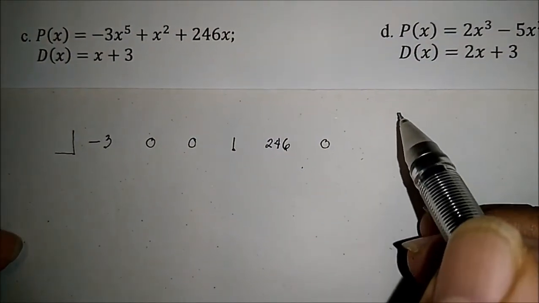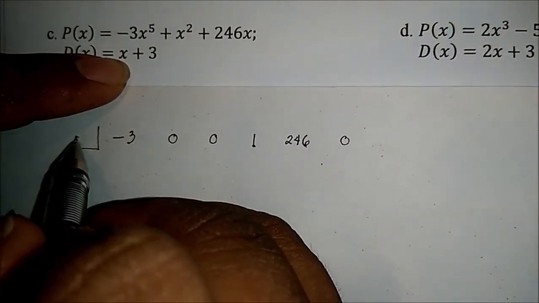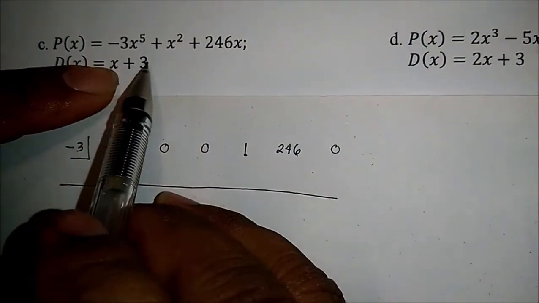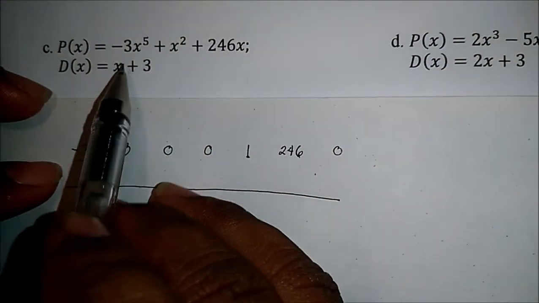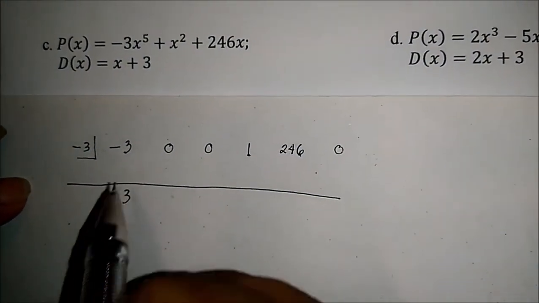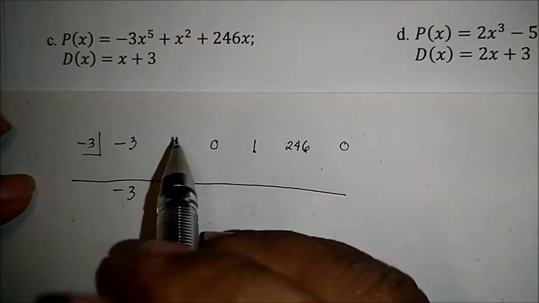Then, in this case, our divisor is x plus 3. That means our synthetic divisor is negative 3. So remember to change the sign. If this is plus, then make that minus. Or make this one negative. So that's negative 3. Bring down the first term. So negative 3 times negative 3 is 9. Remember to write it on the next column.